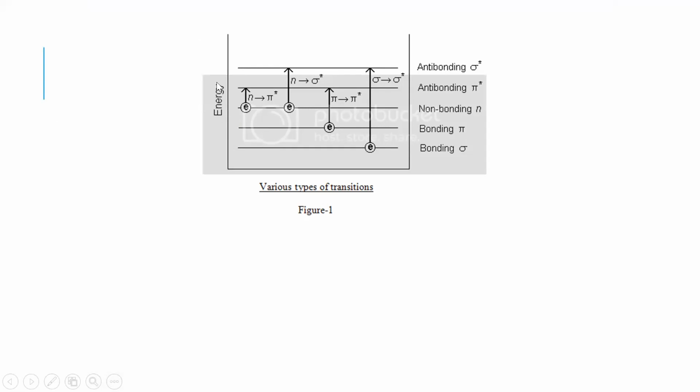Energy is represented here. The bonding sigma orbital has less energy, and the anti-bonding sigma orbital has more energy. When radiation is provided to the matter, electrons present in the ground state or low energy state migrate to the higher energy level. So the excitation of the electrons takes place from the low energy level to the high energy level.